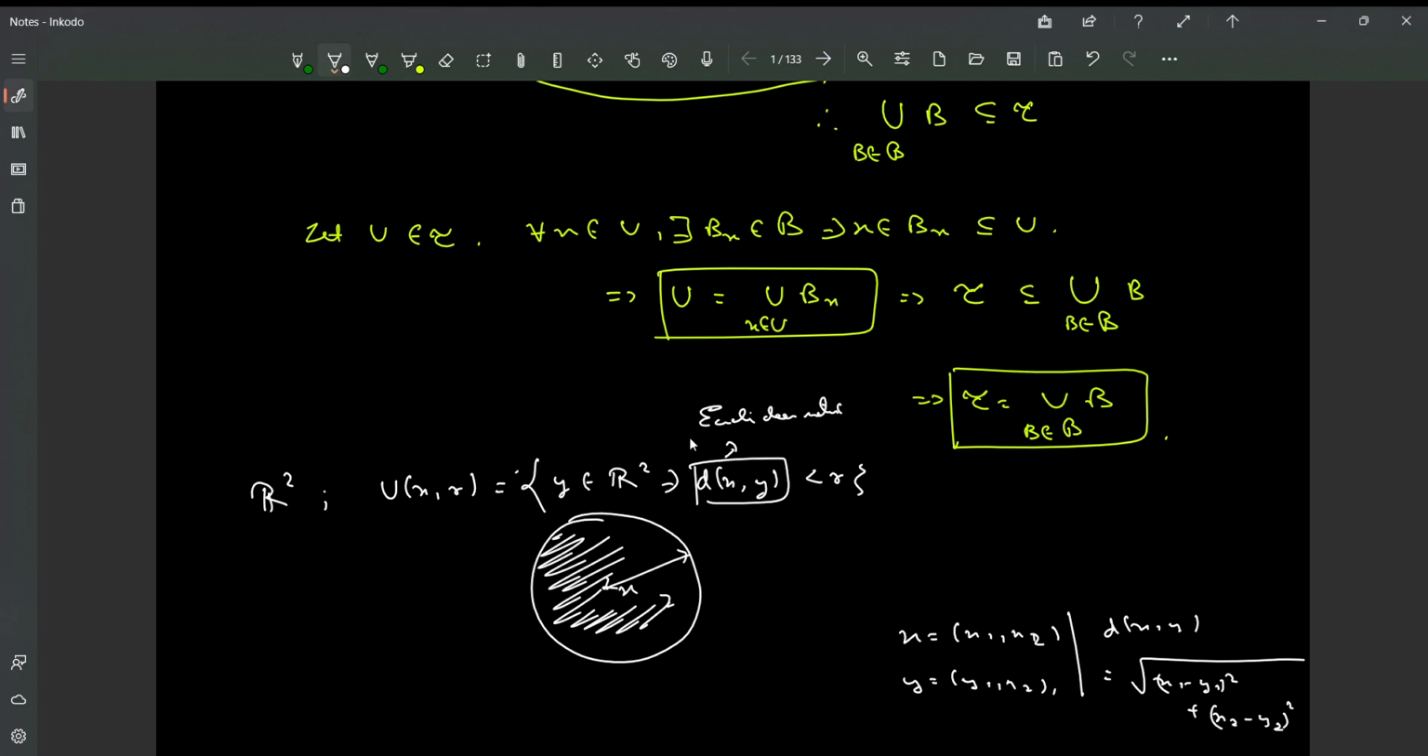This is a standard result on metric spaces: the open balls are open sets. So the collection of these open balls forms a basis of R2 with respect to the standard topology. Let me just give a diagrammatic viewpoint of it. I'm not going to write the statement of the claim, because the diagrammatic viewpoint will obviously help you frame the statements of the claim.